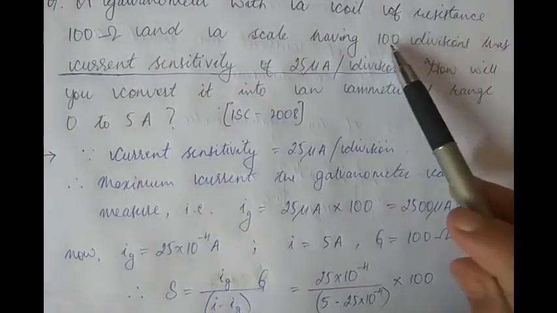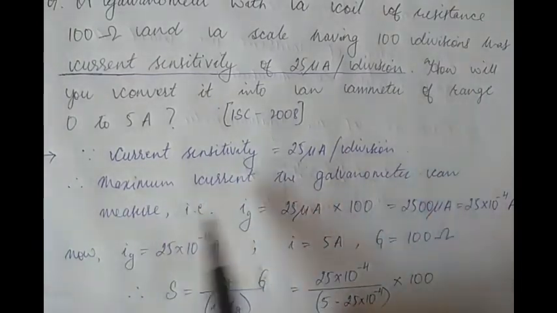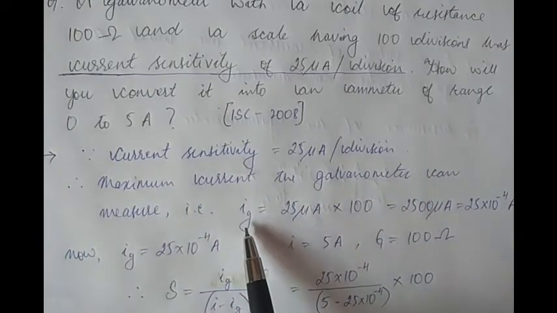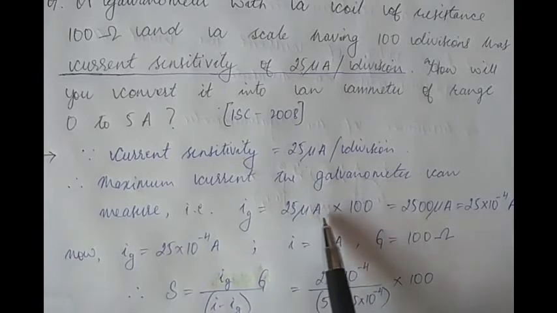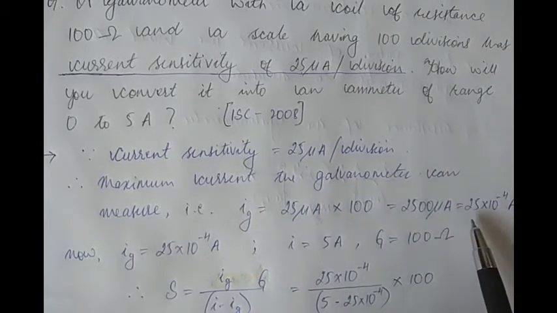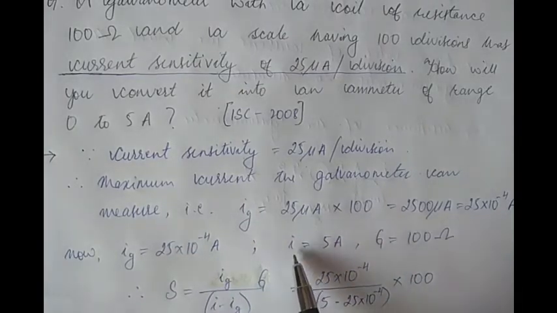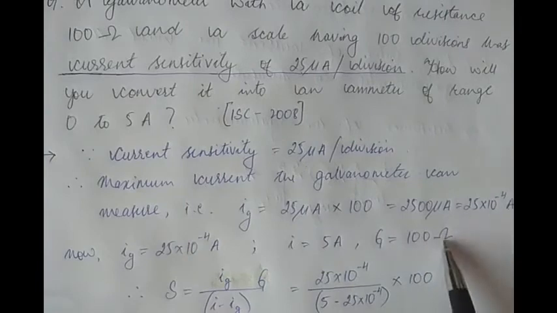Now, since the galvanometer has 100 divisions, the maximum current which the galvanometer can measure, that is the value of Ig for the galvanometer, is equal to 25 microamperes into 100, which is equal to 25 × 10⁻⁴ amperes. Now we know that Ig is 25 × 10⁻⁴ amperes. The value of the current I, which we want the ammeter to measure, is 5 amperes, because the range of the ammeter has to be 0 to 5 amperes. And G we already know is 100 ohms.